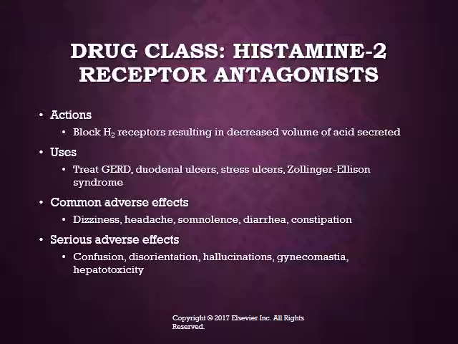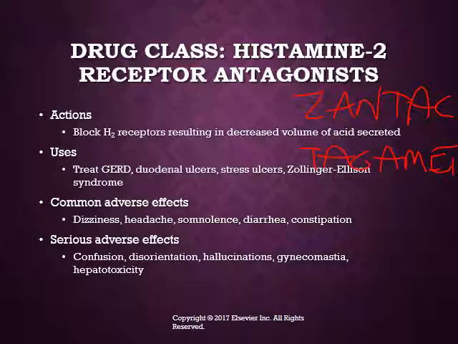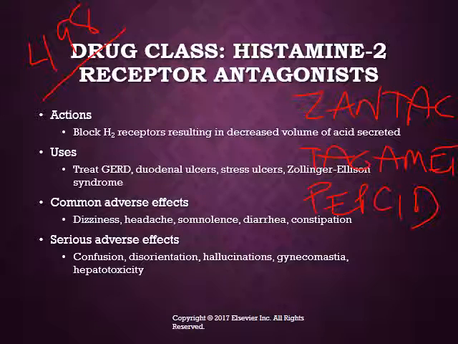So the commonly used H2 blockers that you will see are your ranitidine, also known as Zantac. You will also see cimetidine, which is also known as your Tagamet, and famotidine, also known as Pepcid. And again, these are all on page 498 in your book. Those are the three common ones you'll see.